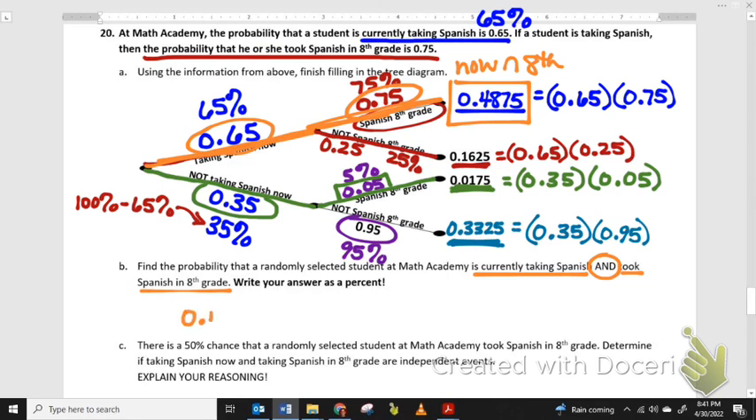So 0.4875. But they said they wanted me to write my answer as a percent. Times 100. Yes, 48.75%. Beautiful.